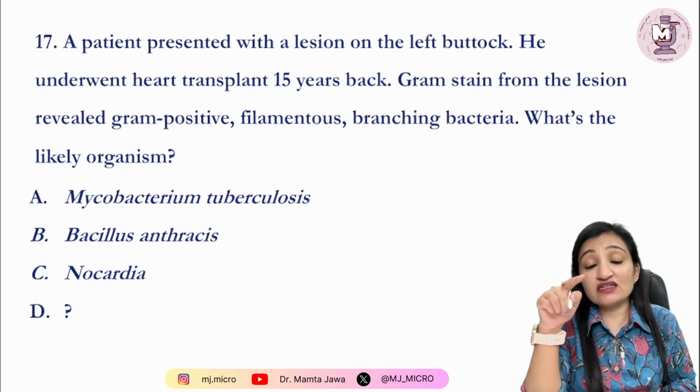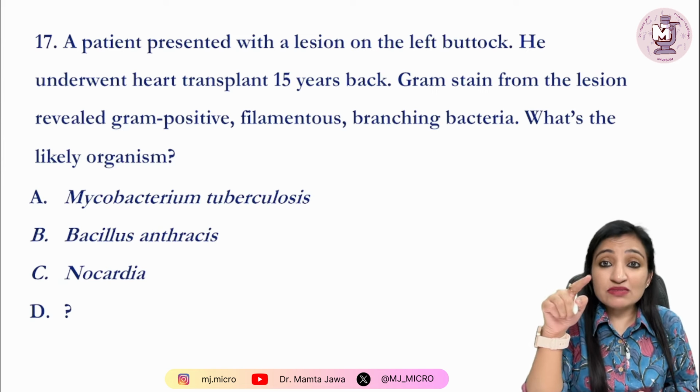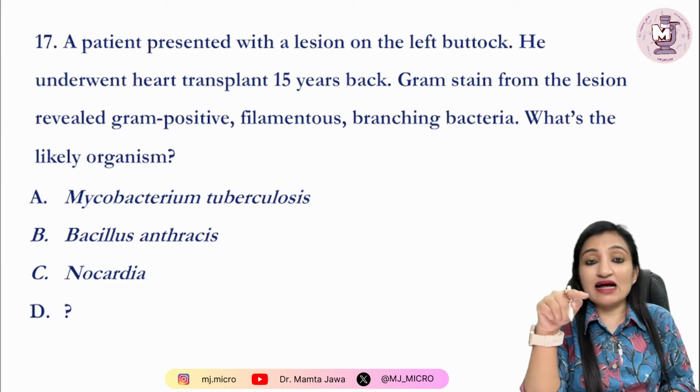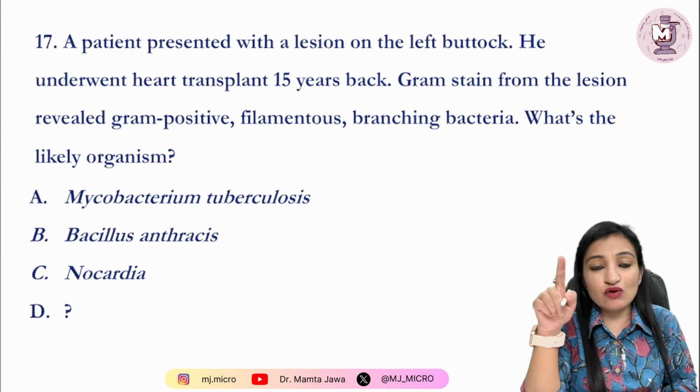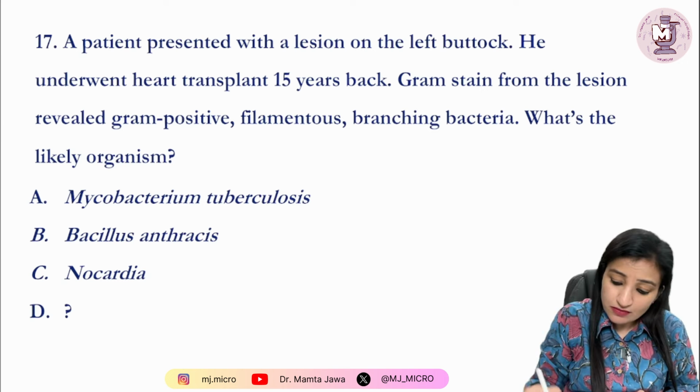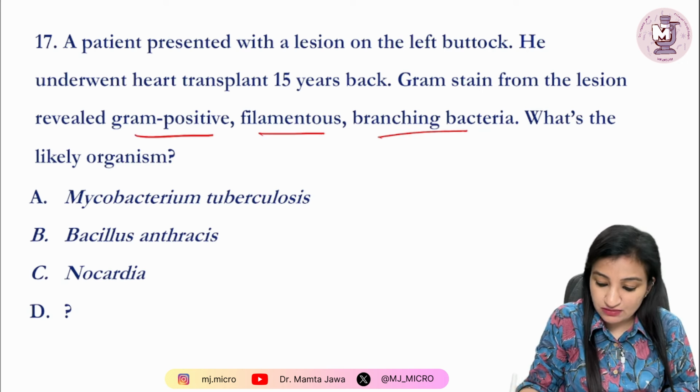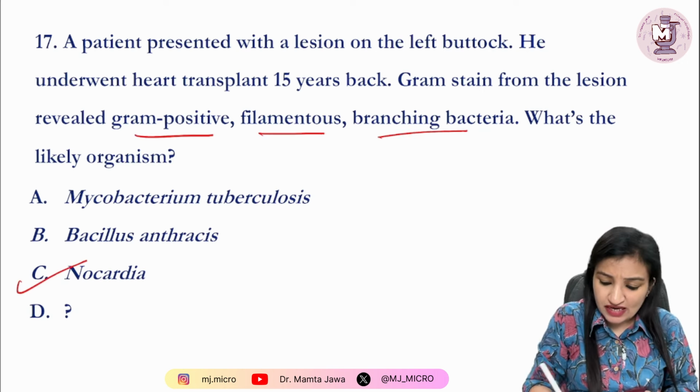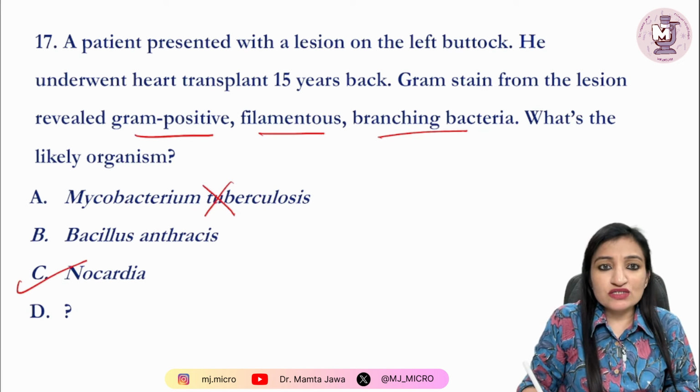He underwent heart transplant 15 years back. Gram stain from the lesion revealed gram positive filamentous branching bacteria. What is the likely organism? Gram positive, filamentous, branching bacteria. Straight away answer is Nocardia, not Mycobacterium tuberculosis or Bacillus anthracis.